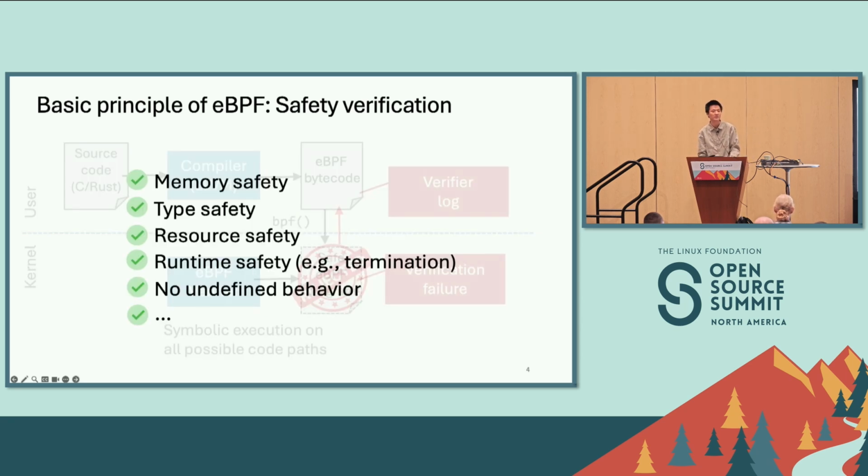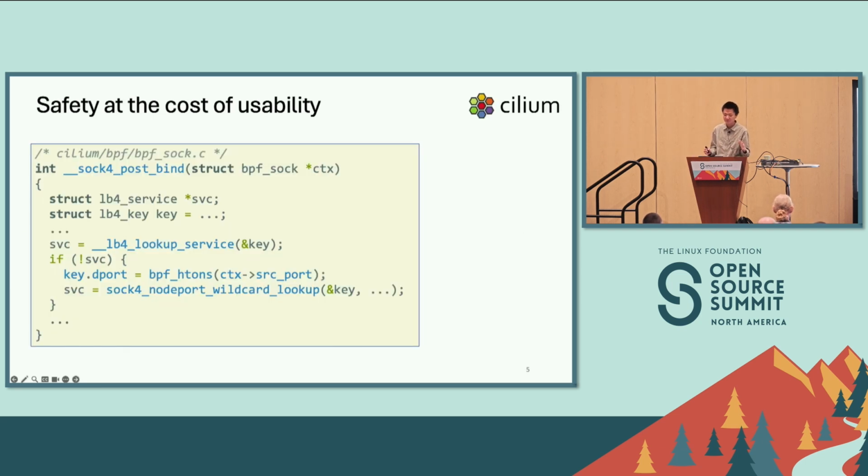Those include memory and type safety, proper resource management, runtime safety concerning the program termination and stack usage, and the absence of undefined behaviors. However, it turns out the safety of eBPF actually comes at a cost of usability.